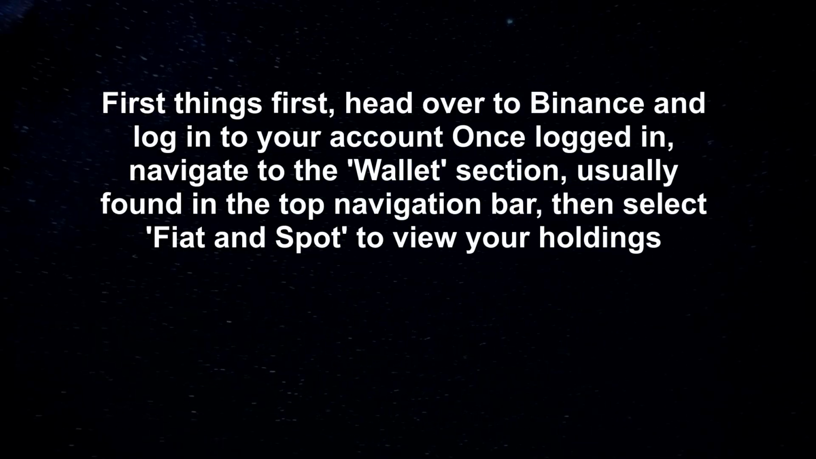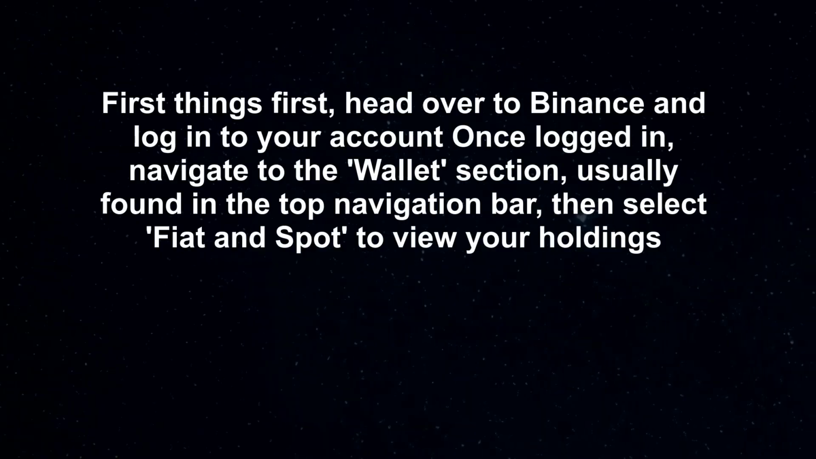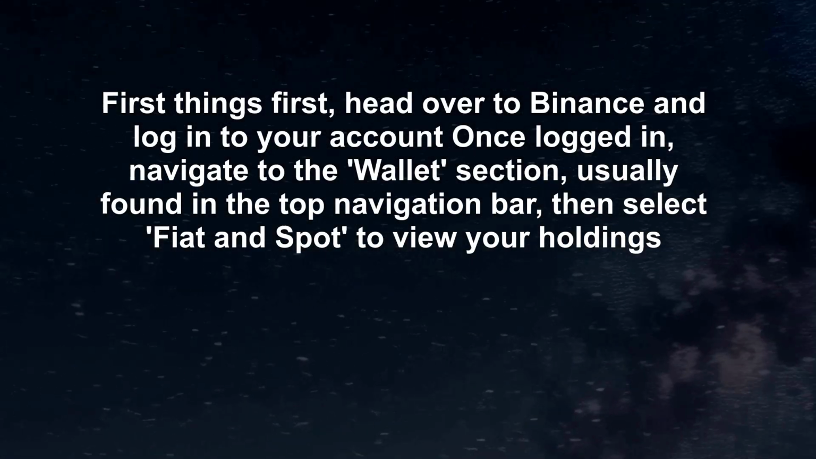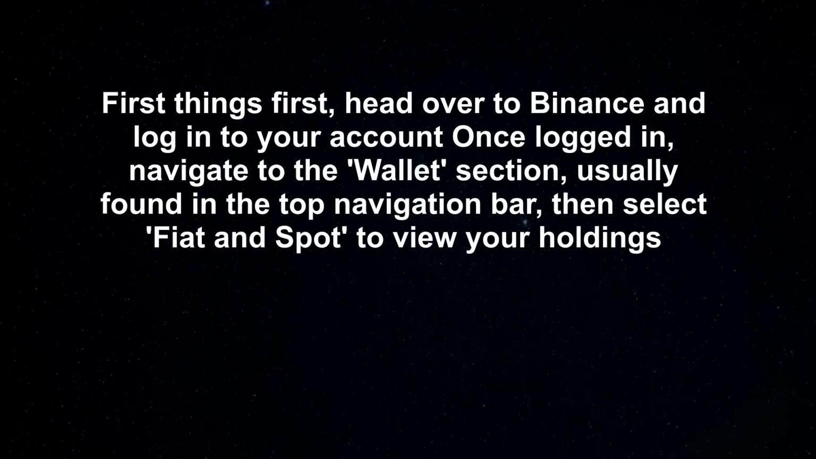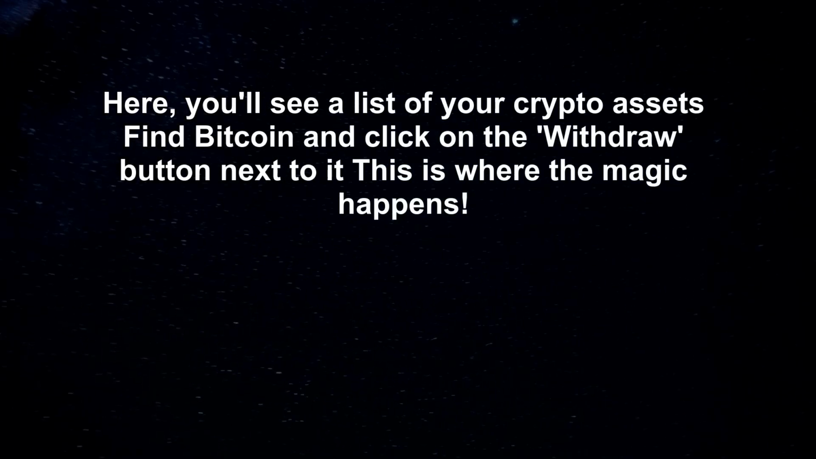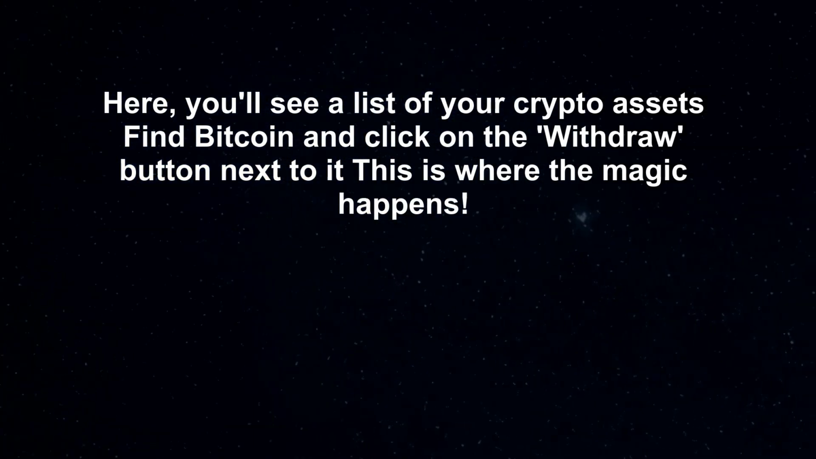First things first, head over to Binance and log into your account. Once logged in, navigate to the Wallet section, usually found in the top navigation bar. Then select Fiat and Spot to view your holdings. Here, you'll see a list of your crypto assets. Find Bitcoin and click on the Withdraw button next to it. This is where the magic happens.